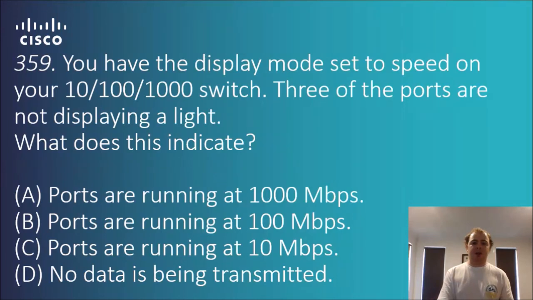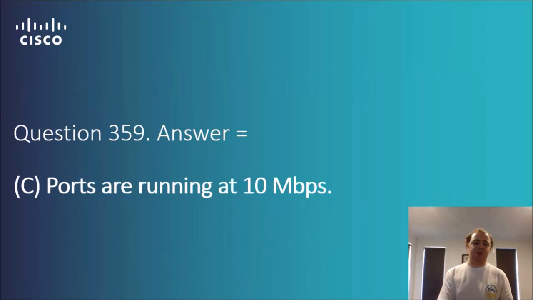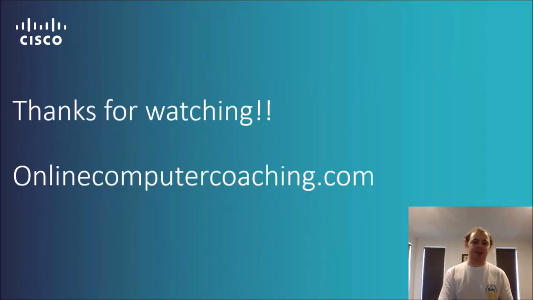359, you have the display mode set to speed on your 10, 100, 1000 switch. Three of the ports are not displaying a light. What does this indicate? Ports running at 1000 megabits, so gigabit, 100 megabits, 10 megabits, or no data is being transmitted. So remember, it doesn't necessarily have to be data being transmitted for it to have no light. So one of these ones is not going to have a light. And we know that 1000 will be flashing green light, and we know 100 will be solid green light. So that leaves us with C. Ports are running at 10 megabits. No good at all.